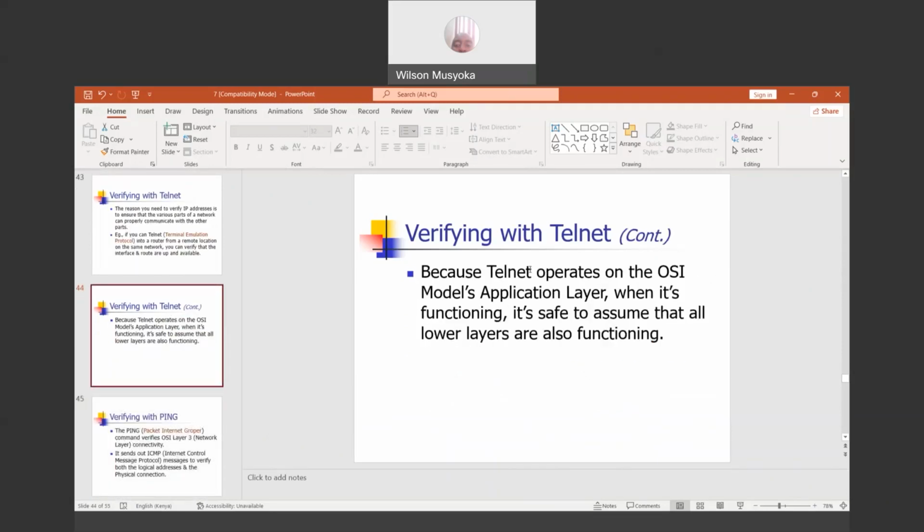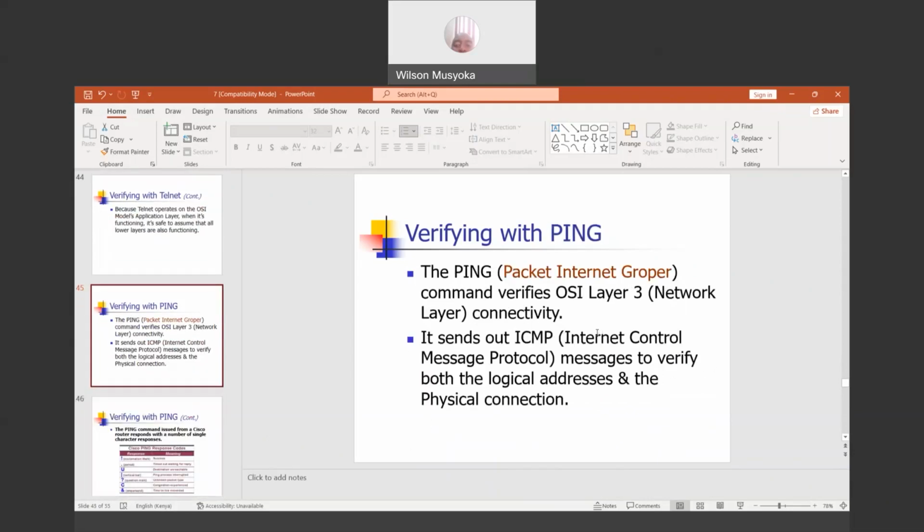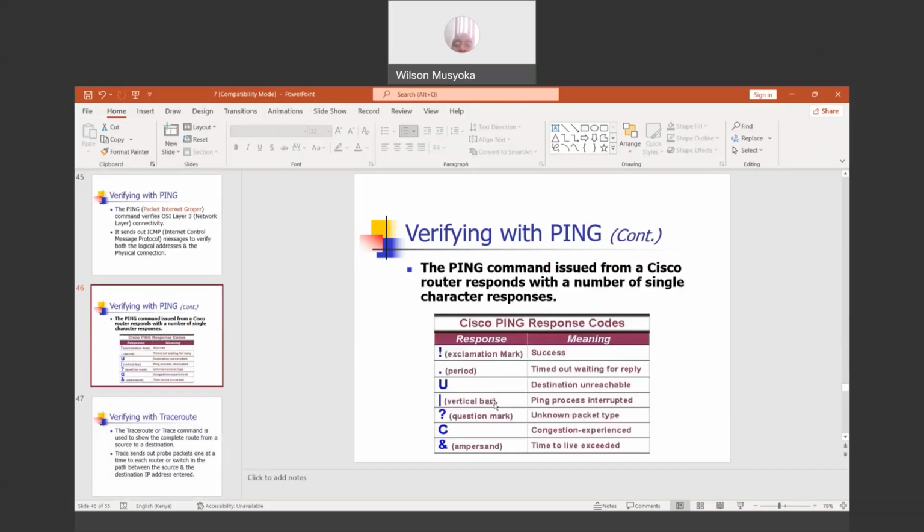Telnet is going to operate at the application layer. When it is functioning, it is safe to assume that all the lower layers are functioning. When you are using ping, it is going to operate at the network layer. It will send out an ICMP message to verify both the logical addresses and the physical connections, because physical connections operate in the first and second layers, that is the physical and the data link layer, and then the network layer is the one where IP addresses operate. So that is how you verify them.